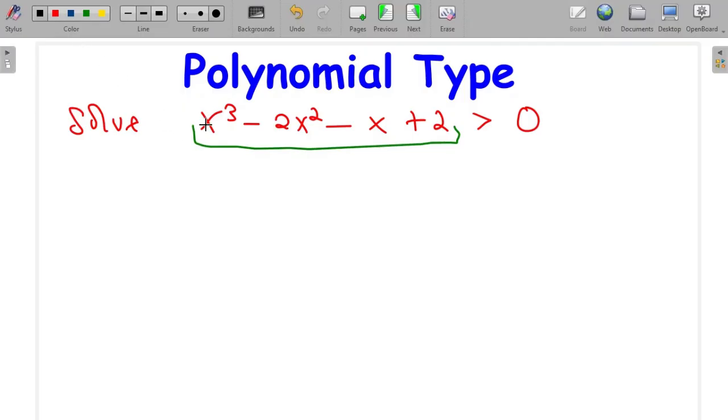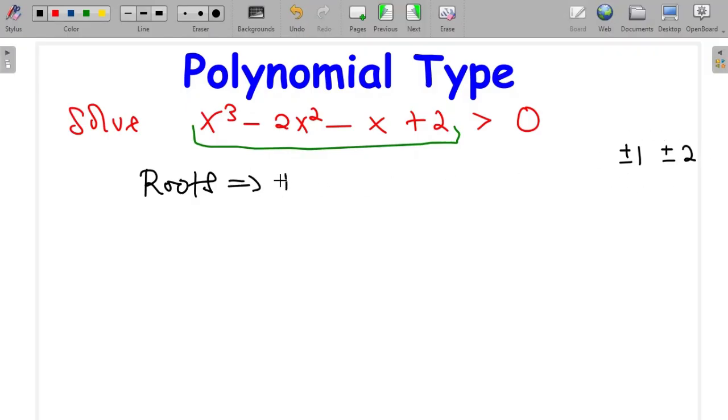You focus on the coefficient of the variable with the highest power. In this case, it is this x power 3, so the coefficient there is 1. And then the constant is 2. So you multiply that, okay? Or you just simply say plus or minus 1, and then plus or minus 2. So the possible roots will be all the numbers that can divide these numbers.